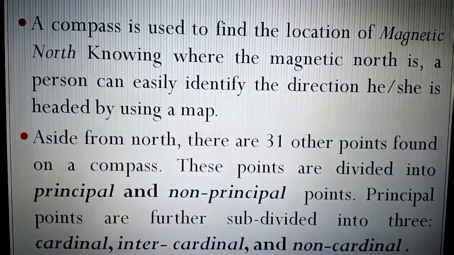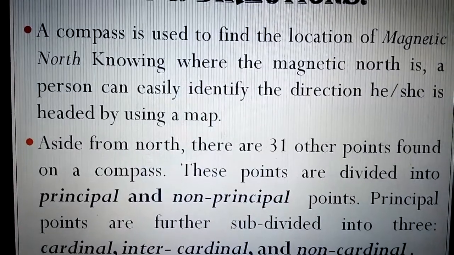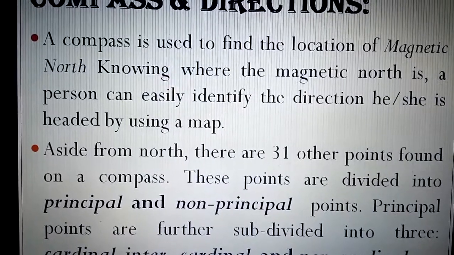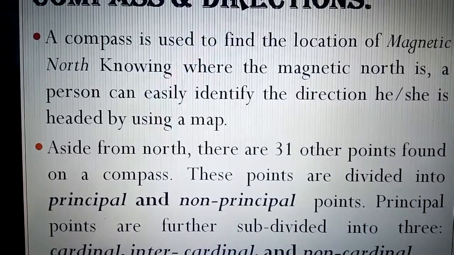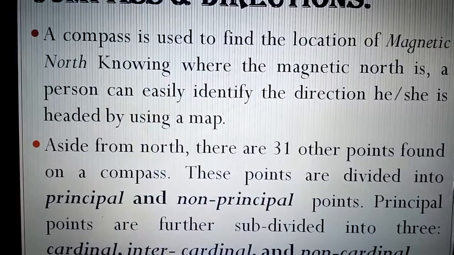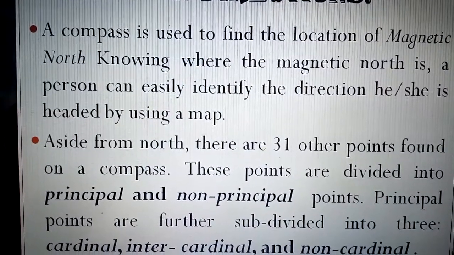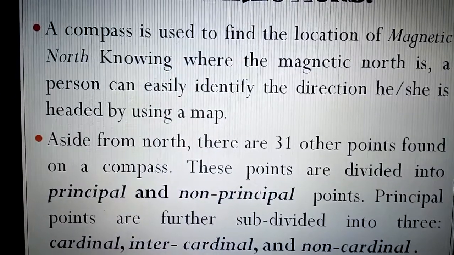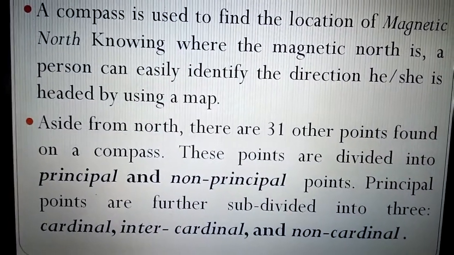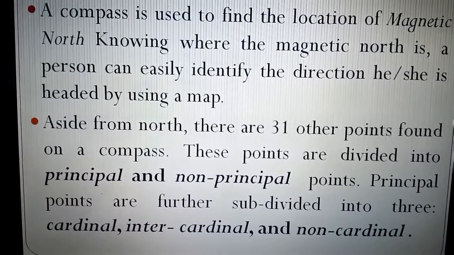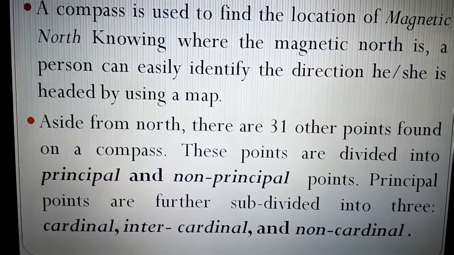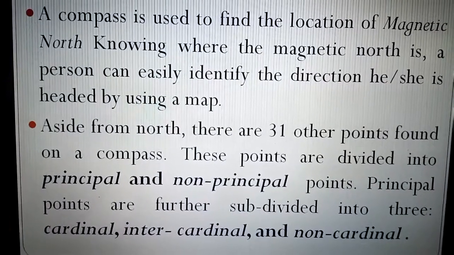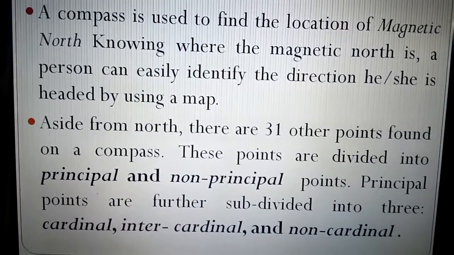Now, aside from north, there are a total of 31 other points also found on a compass. These points are further divided into principal and non-principal points. Principal points are further subdivided into three points, which are cardinal points, intercardinal points and non-cardinal points. In today's class, we are going to focus on these three principal points.